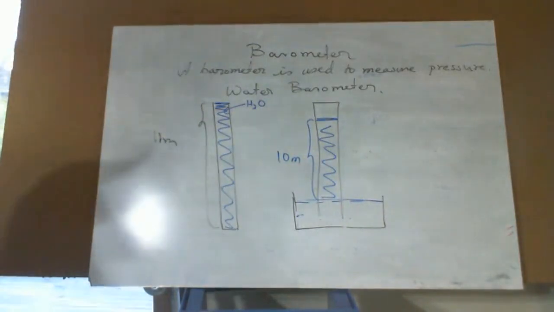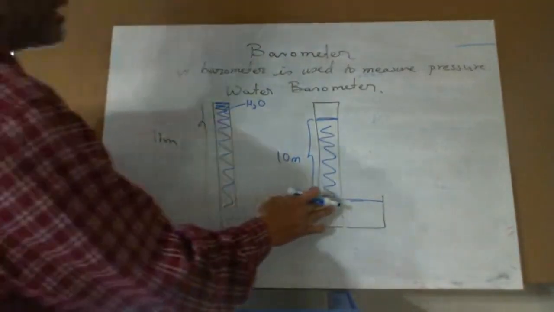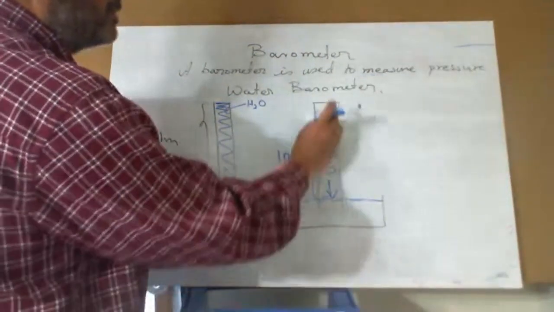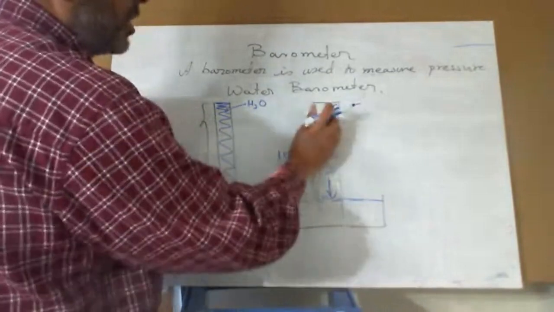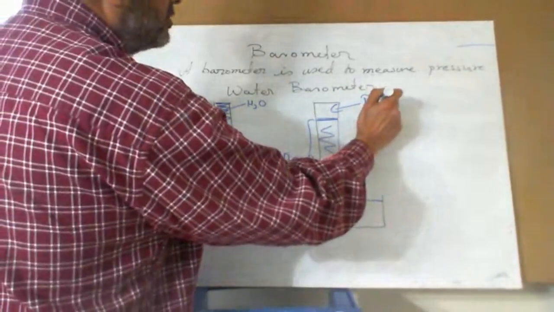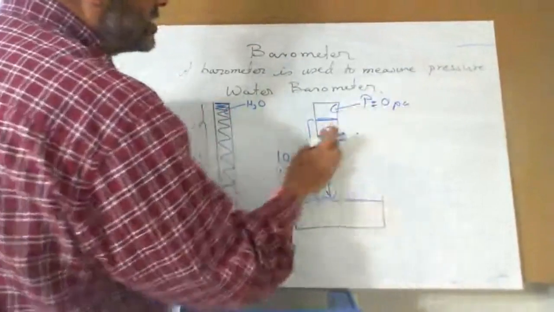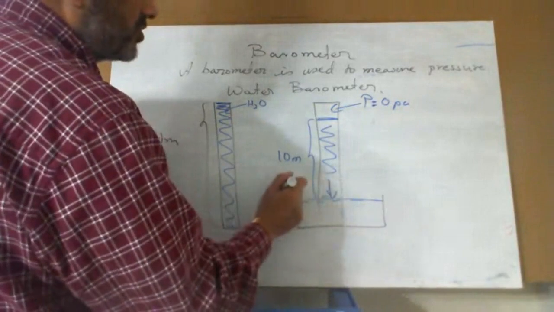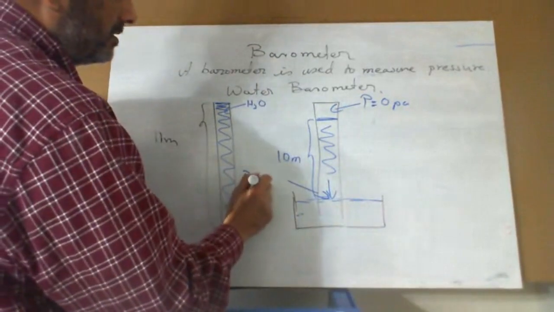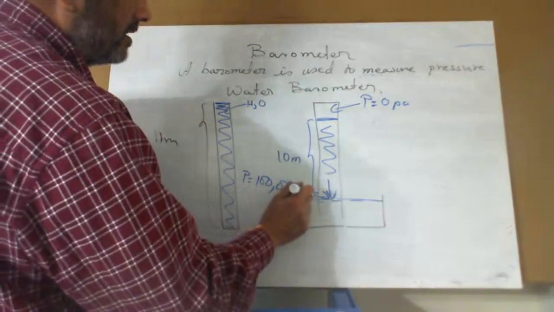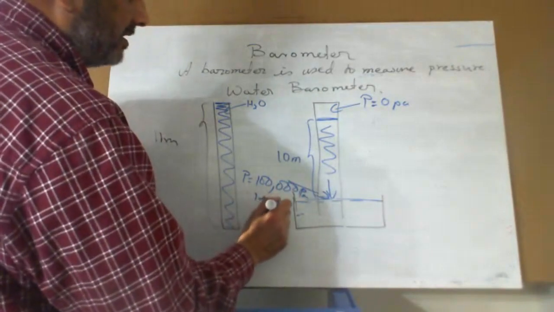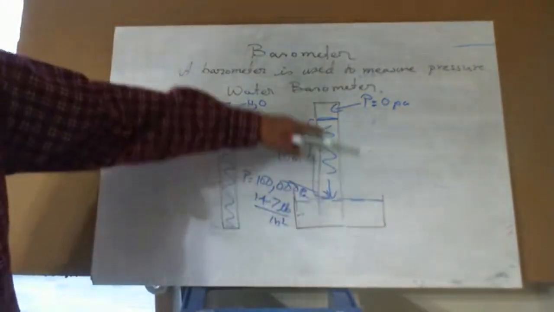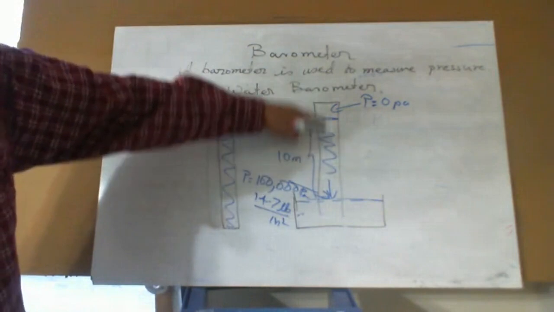And why is that? Because remember, 10 meters of water, right? What is the pressure here? The pressure here is 0 because the water has gone out. The pressure is approximately 0 pascals. Okay. What is the pressure due to 10 meters of water? What did we say? The pressure here is 100,000 pascals, or 14.7 pounds per square inch, right? The pressure from the weight of the water, 10 meters of water.